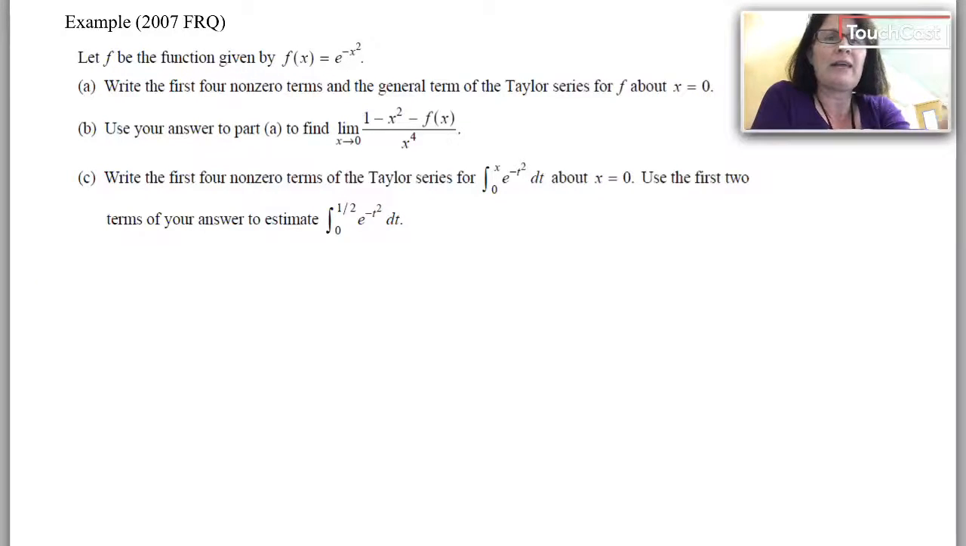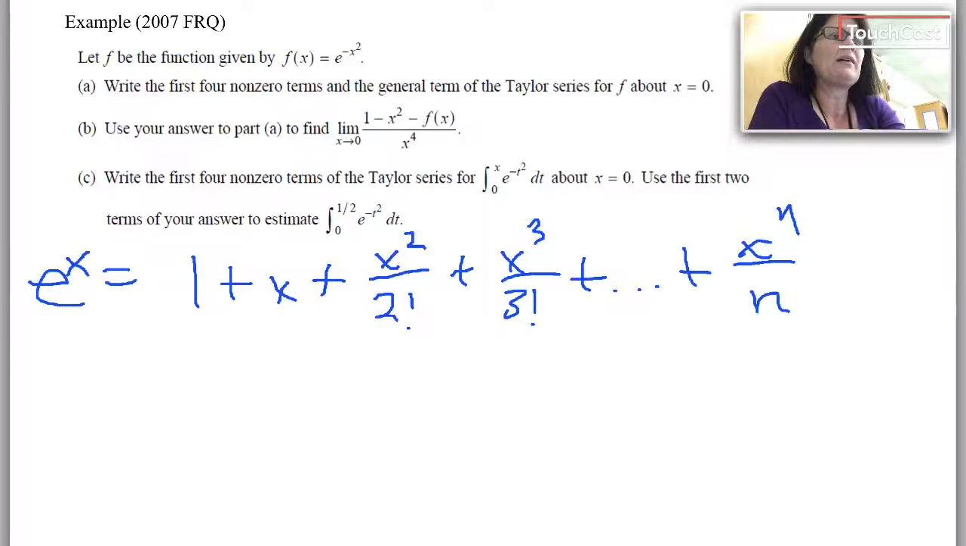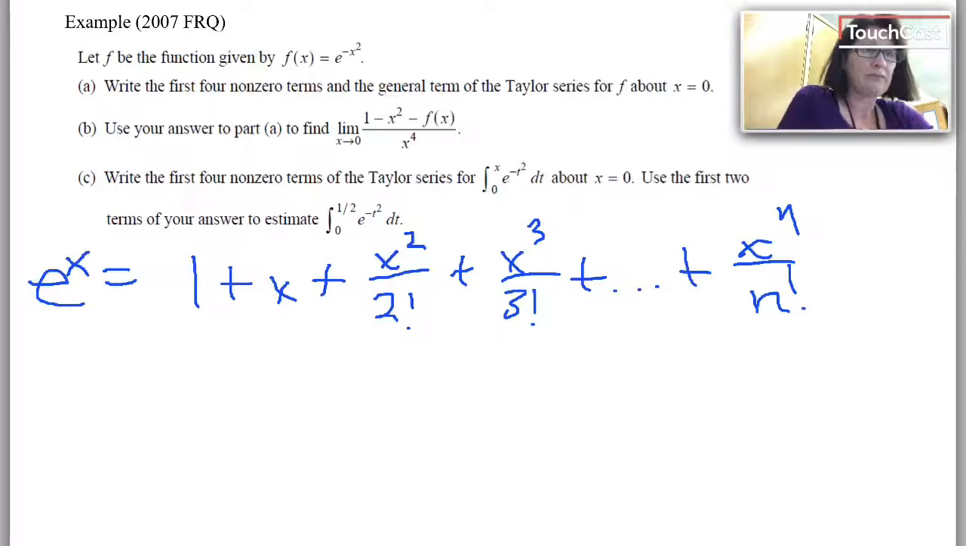I would write for myself that I know that e to the x equals 1 plus x plus x squared over 2 factorial plus x cubed over 3 factorial plus ... plus x to the nth over n factorial. Once you have that written, you can write the first 4. Notice I wrote 4 non-zero terms, and I wrote the nth term.